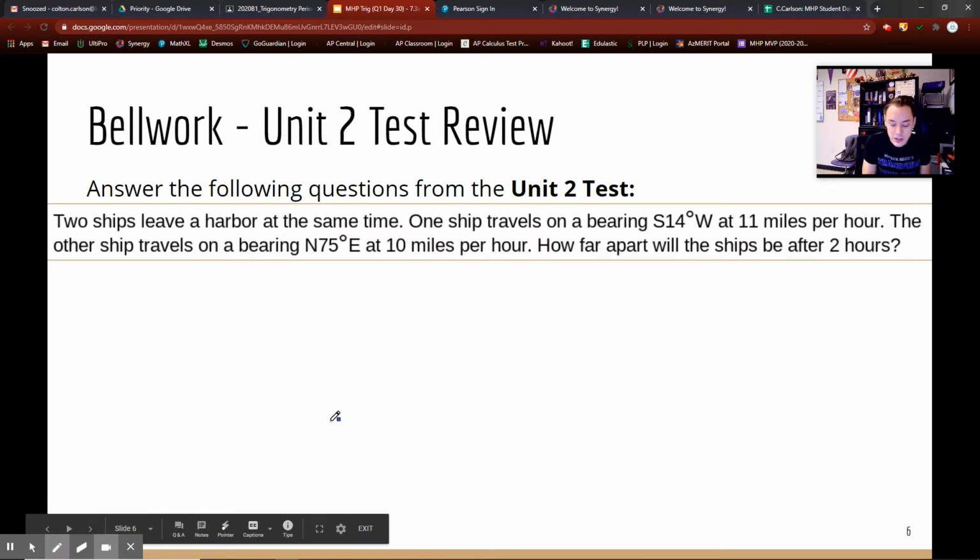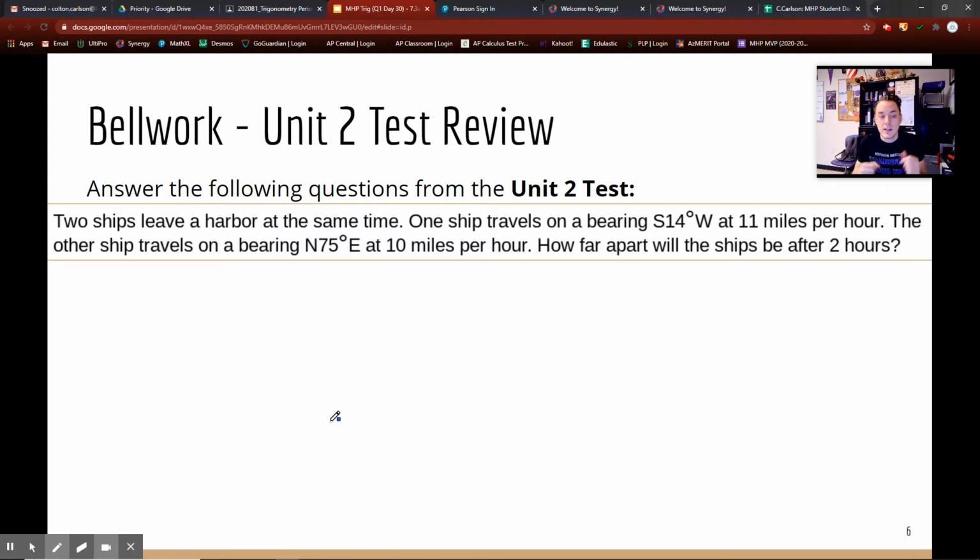It is a bearing question. So we're going to be asked basically how far apart these two ships will be. So two ships leave a harbor at the same time. One ship travels on a bearing south 14 degrees at 11 miles per hour. Another ship travels on a bearing north 75 degrees east at 10 miles per hour.